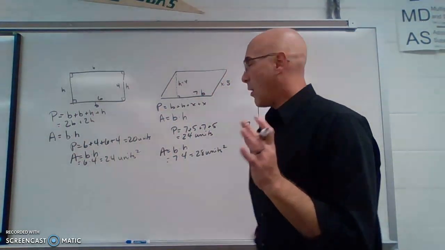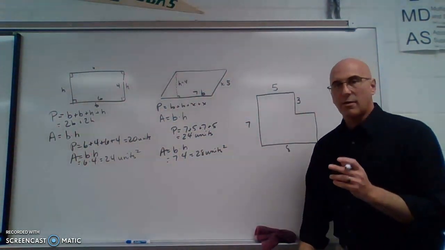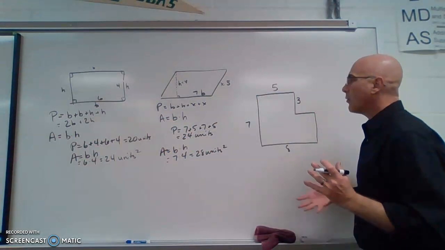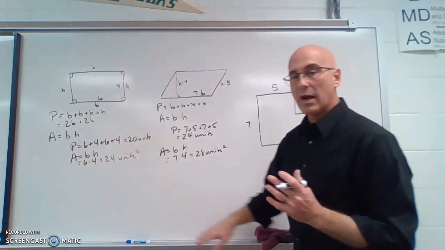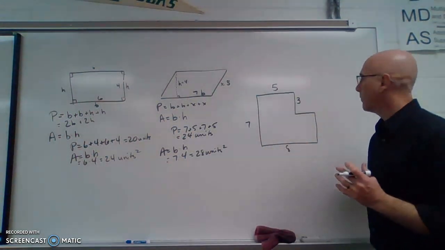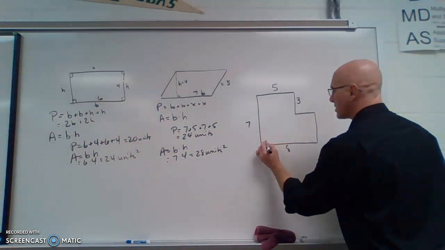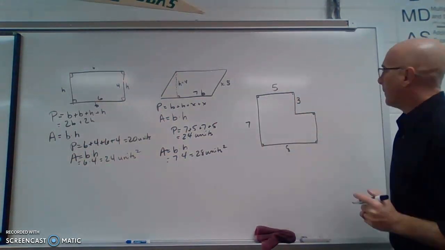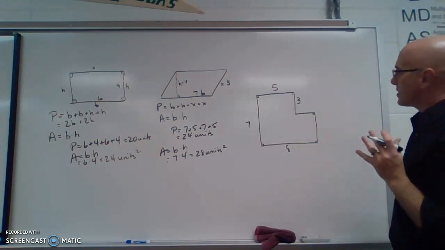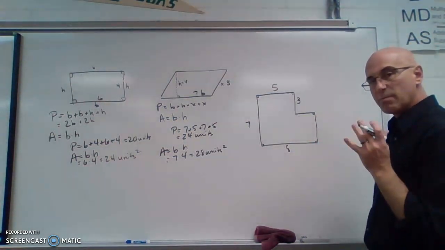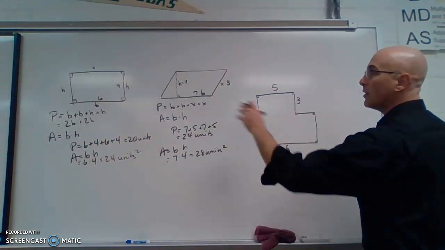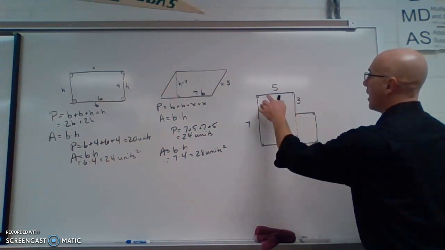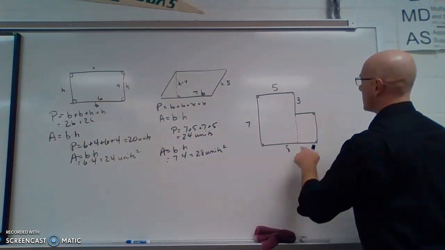Now, lastly, I want to go through composite figures. Composite figures are kind of like lots of other figures smushed together, and we may have to find perimeters and areas of this. So I drew a very simple one, and I gave you some measurements here. All of these are right angles, so we don't have to worry about that. So how are we going to figure this out? We're going to start splitting this composite figure up into familiar ones. I continue that line down. I have a rectangle here and a rectangle here.